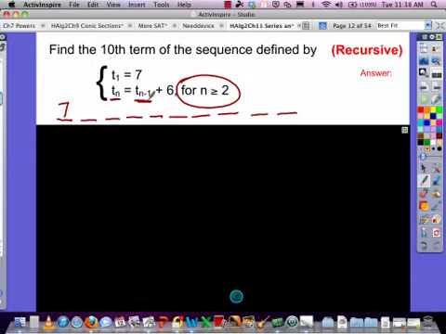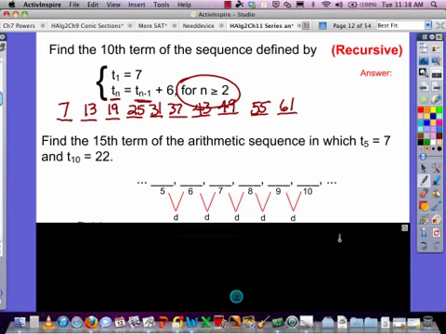So here we go. I'm on the 2nd term. The previous term is 7. Add 6 to it. I would get 13. I'm on the 3rd term. Add 6, 19. Add 6, 25. Add 6, 31. Add 6, 37. Add 6, 43. Add 6, 49. Add 6, 55. And add 6, 61. So we've gotten all 10 of them, but you had to have the previous term before you could get the next. Okay.